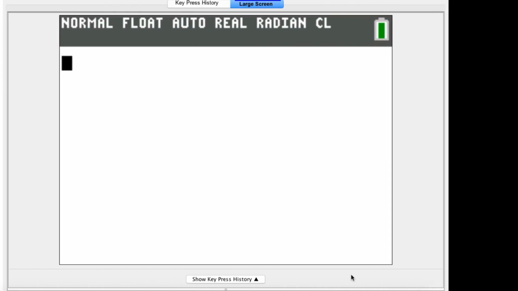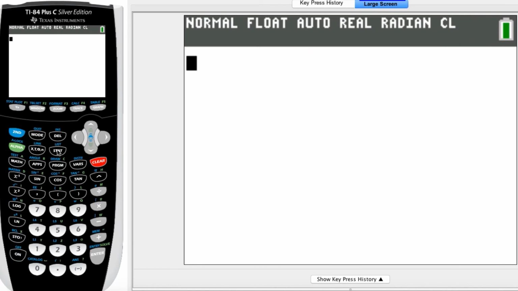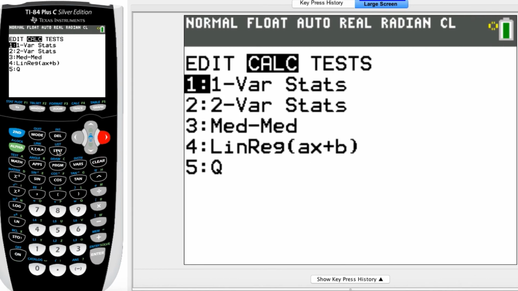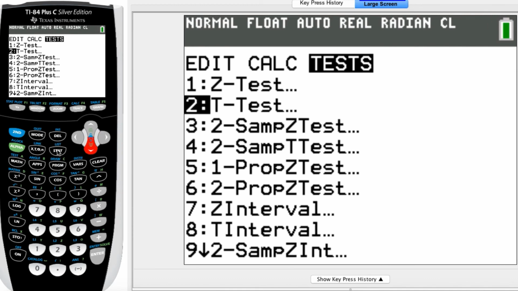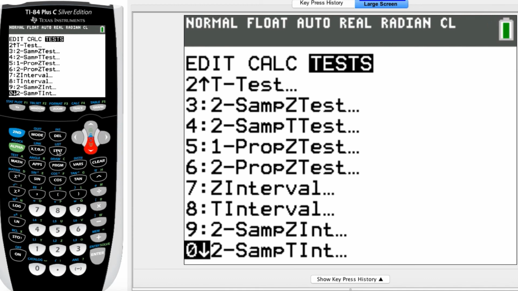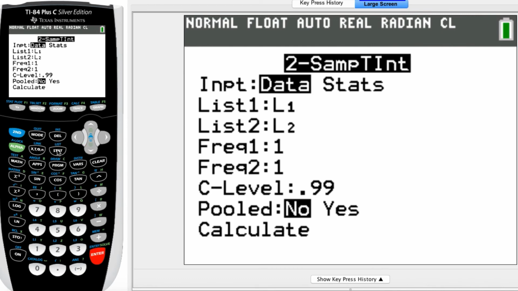If that's okay, let's head over to the calculator. As we see in the notes, I'm going to hit stat, arrow over to test, and option 0, if you want to arrow down to it, or just hit 0, will take you to the 2-sample t interval function. Hitting enter to take a look at the details, we still have our data from the quarter examples in our L1 and L2.